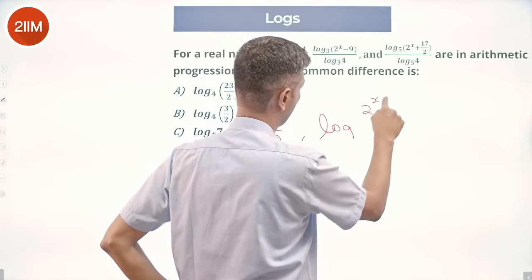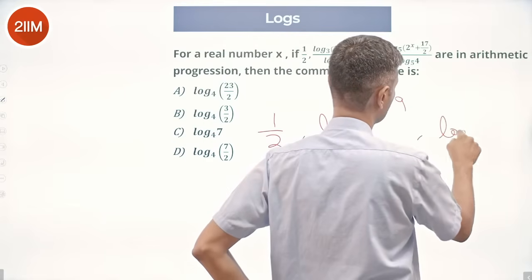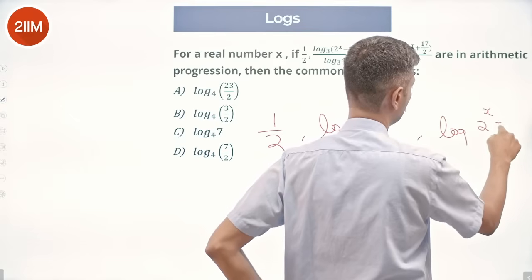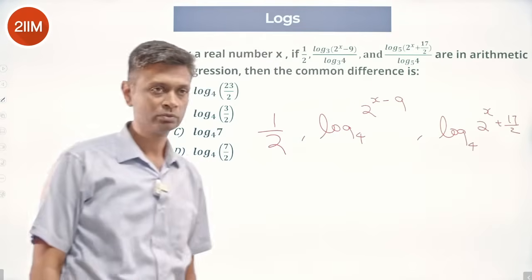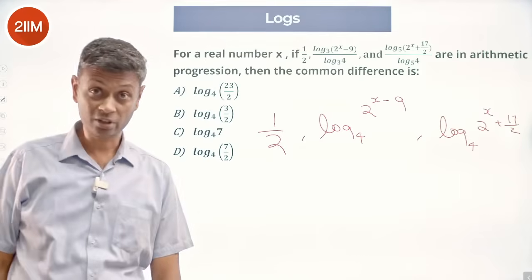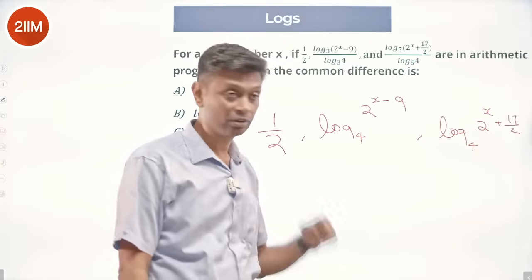log of 2^x minus 9 to the base 4, log of 2^x plus 17/2 to the base 4. They are in arithmetic progression. That means this plus this equals 2 times this.